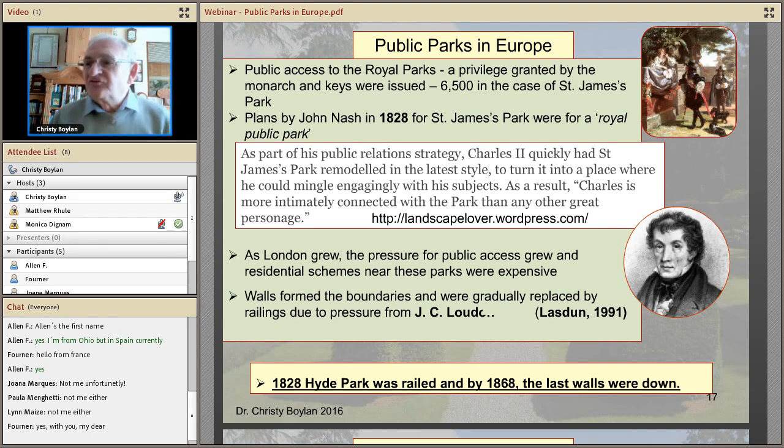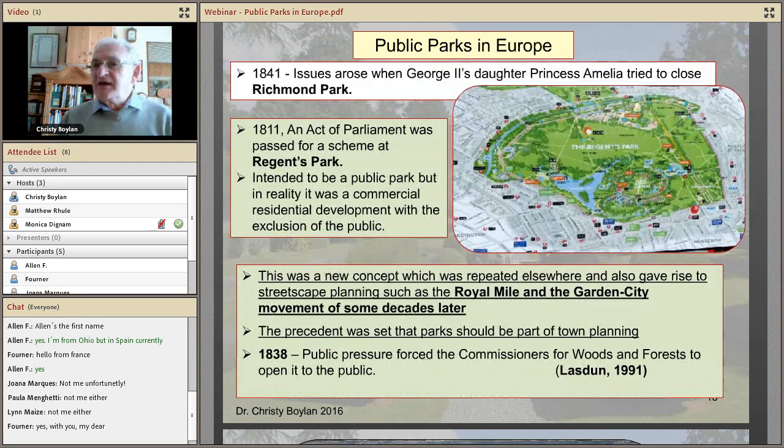John Nash was a famous architect in the UK, and he had plans in 1828 for a royal public park, which is to make a change. It was a royal park before, but now he's going to make it a royal public park. And you can see a little note there about Charles II. He had St. James's Park remodeled in the latest style to turn it into a place where he could mingle engagingly with his subjects. So Charles is therefore more intimately connected with that park than any other great personage.